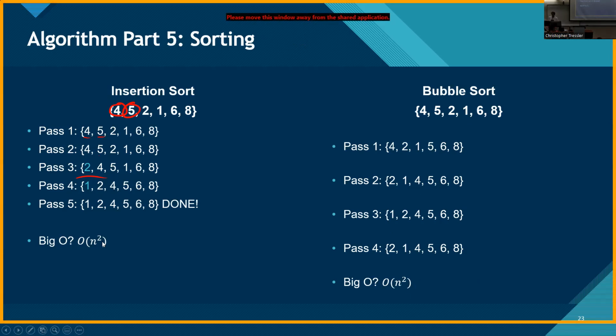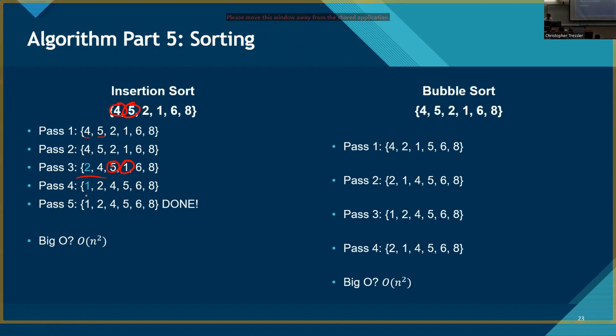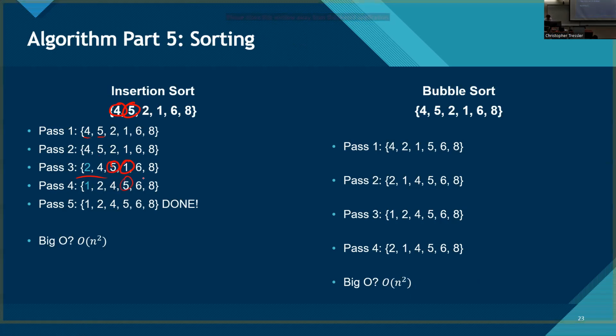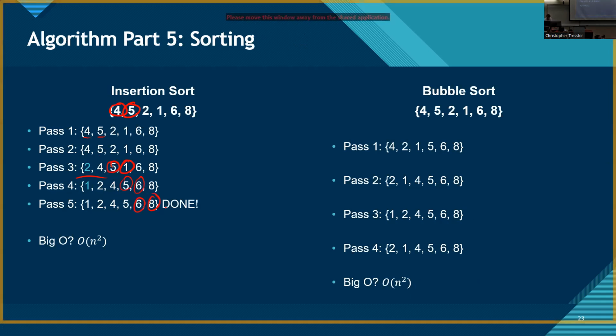So anyways, then we have the next one. We compared 4 to 5, we compared 5 to 2, and then we're going to compare 1 to 5 here. Notice that we're going to bring 1 all the way to the front because it's the lowest one. After that, we're going to compare 5 to 6, and we see that that's correct. Then we compare 6 to 8, and then we'll be done. You guys see that?